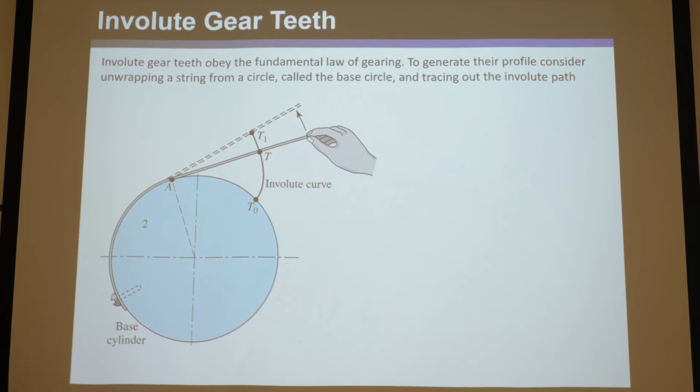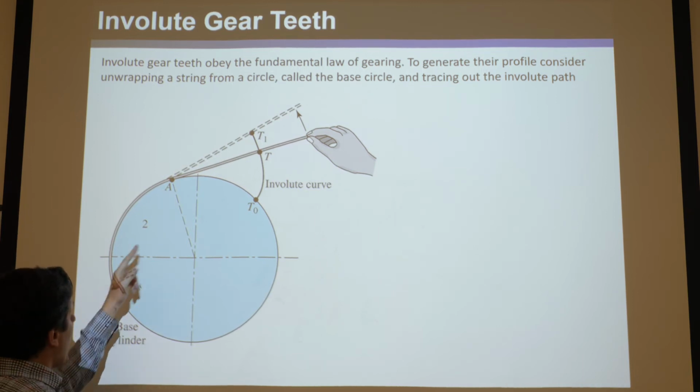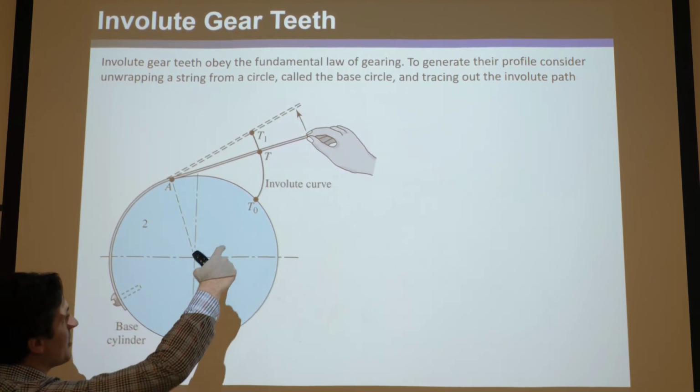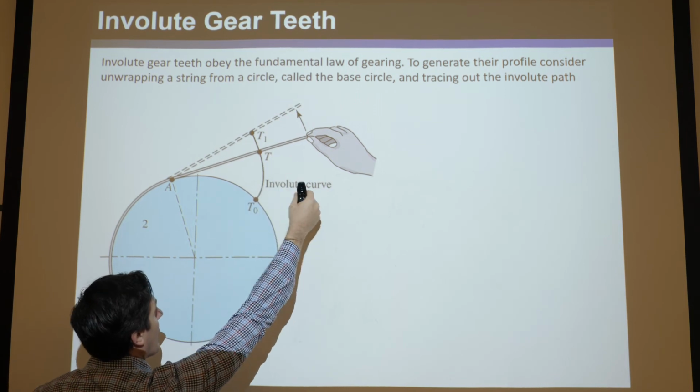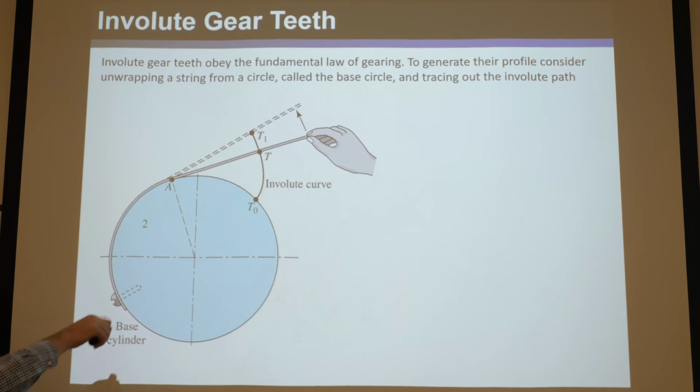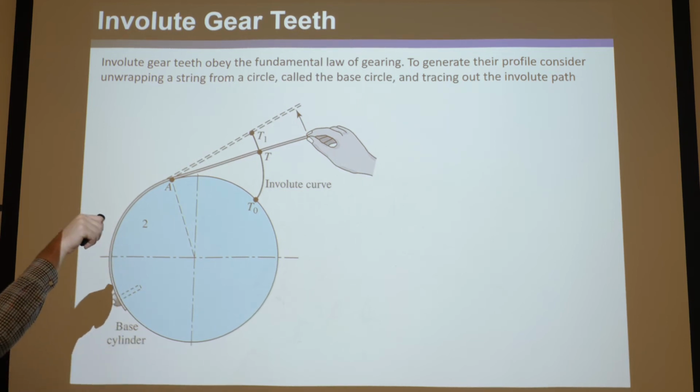You can find the mathematical equation for involute profiles, but I want you to understand the physical way you can get them. If you wrap a string around the base circle and pin it here, then pull it taut and put, say, a pen in the string here, as you move your hand up and down, unwrapping it from the drum of this circle, the pen will trace out an involute profile. And this is the profile on the edge of teeth that will obey the fundamental law of gearing.